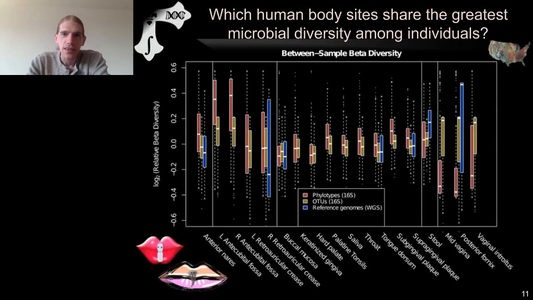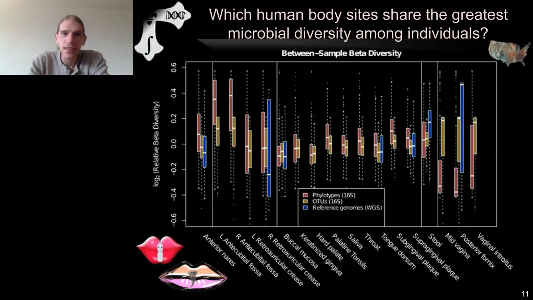It turns out that in the vaginal community, many individuals, not all, but many, tend to carry predominantly microbes from the genus Lactobacillus, but they'll often be different species from within that genus, such that if we classify those sequences more precisely in the yellow boxes, we see more differences between individuals. And then finally, using our shotgun data to get a very precise level of taxonomic classification, the blue box on the right-hand side is even higher.